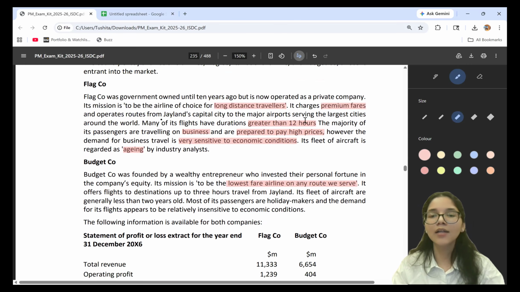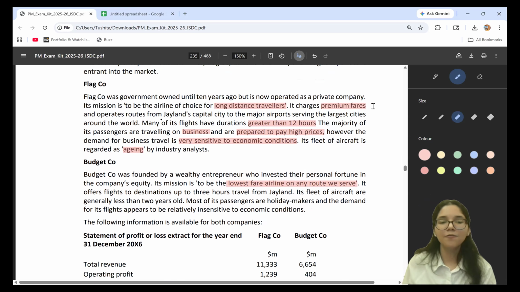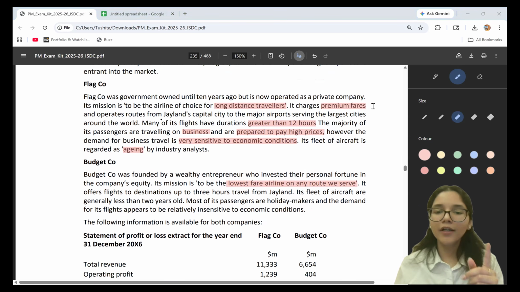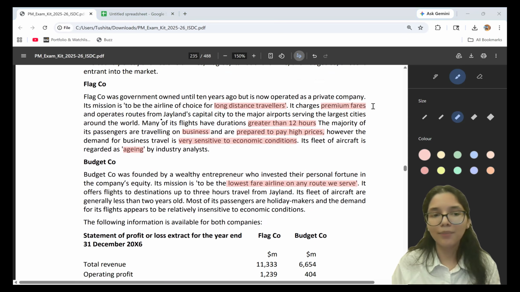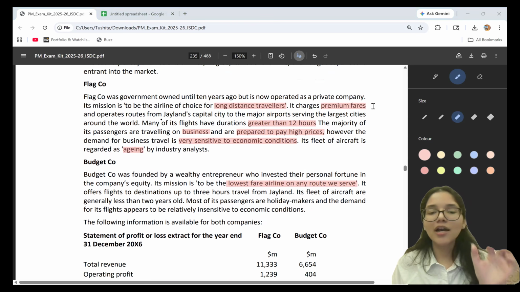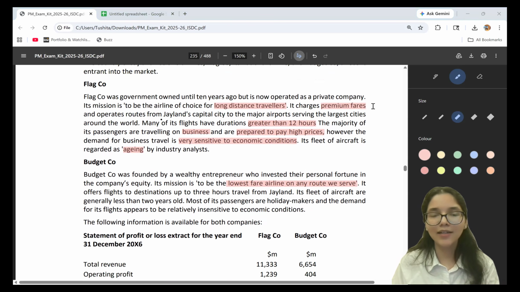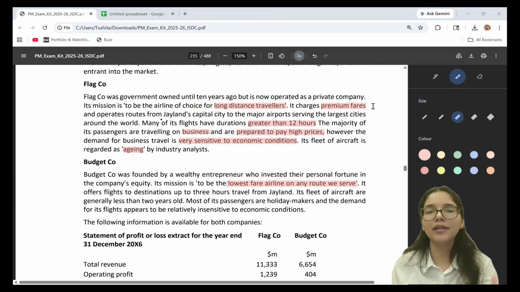And if you see here, Flag Company is charging the premium fare. So this is the first point of difference that we can notice between the 2 companies that we are trying to compare. Flag Company is charging premium prices. Budget Company, like the name itself is telling you, is a budget airline. If you want to save money, just pay for the traveling. That is what you choose if you want to go for Budget Company.